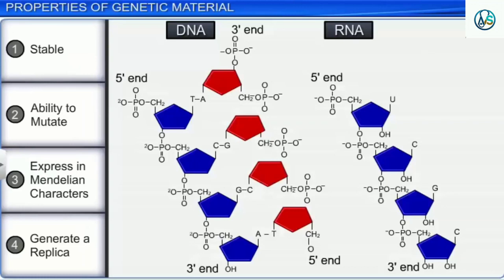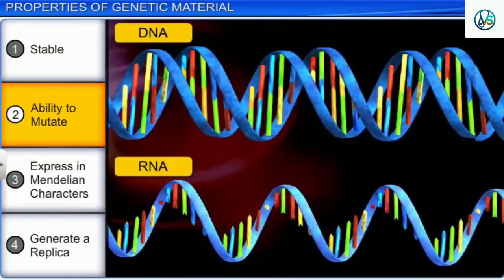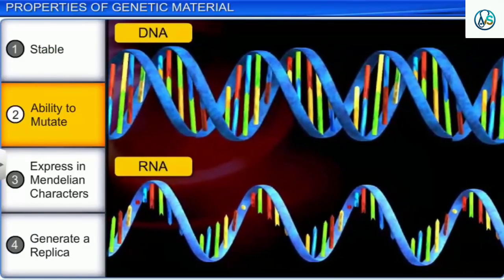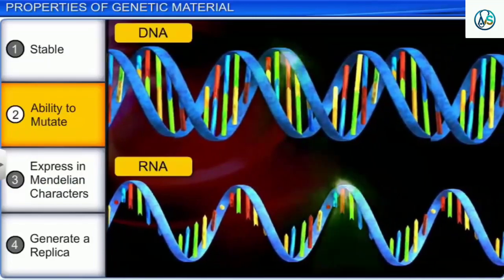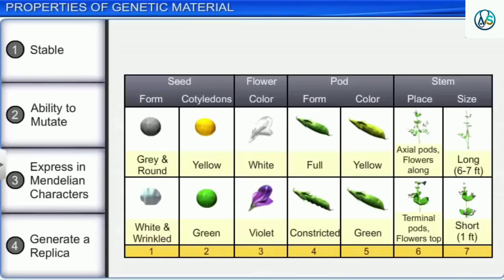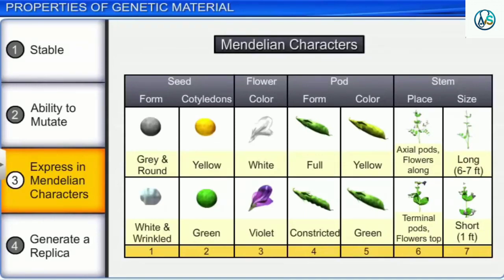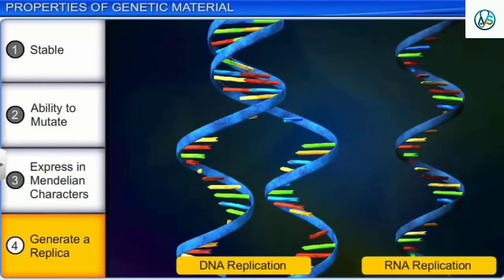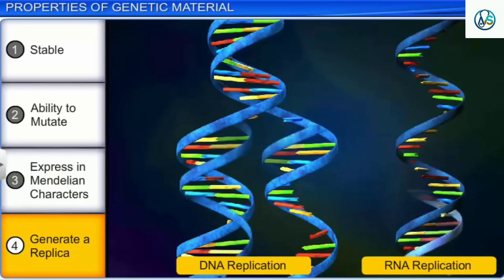It should be structurally and chemically stable, which means it should not change with age, change in physiology, or life cycle. Yet, despite stability, the molecule should provide scope for slow changes or mutation that is necessary for evolution. Further, the molecule should be able to express itself in Mendelian characters and also be able to generate its own replica to become a genetic material.